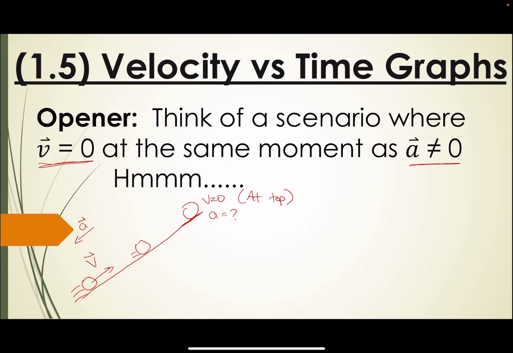If V was 0 and acceleration is 0, if acceleration is 0, that means your velocity cannot change. It's got to stay constant. So if V is 0 and acceleration is 0, the ball is just going to hang there. We know the ball doesn't do that, right? If you roll a ball up a ramp, it's going to stop momentarily, but then very quickly it's going to start rolling back down the ramp.